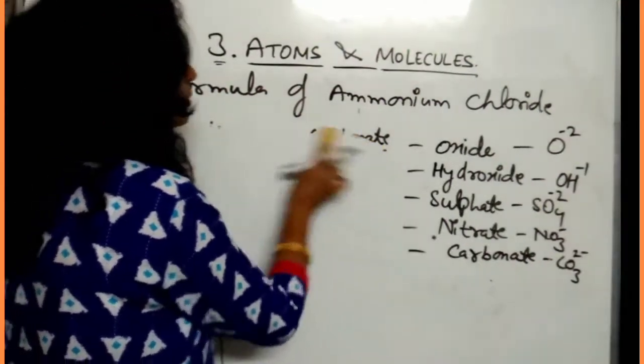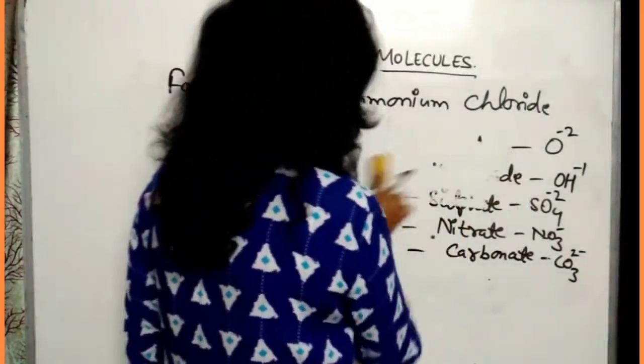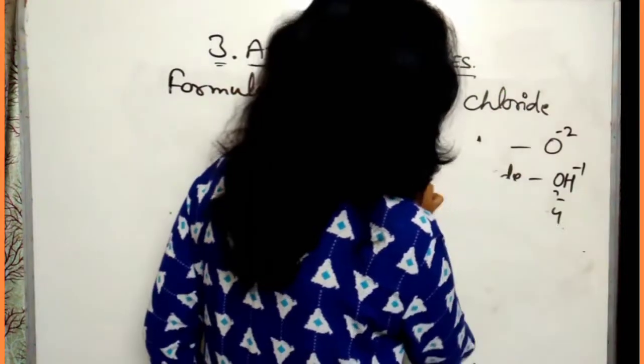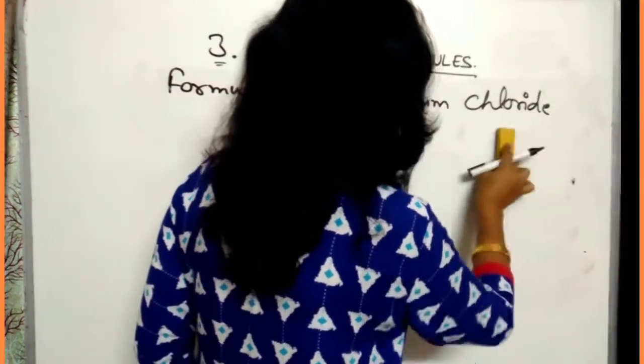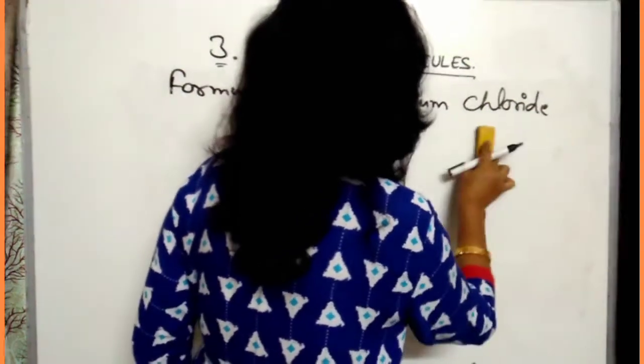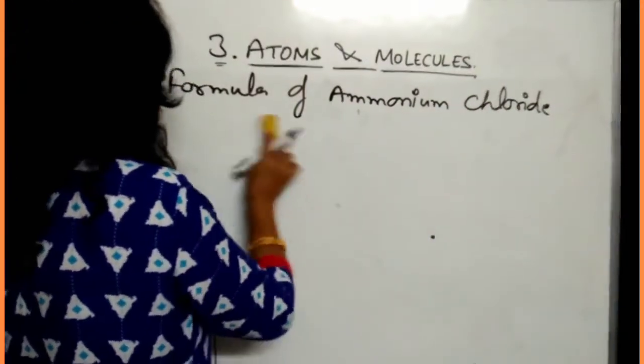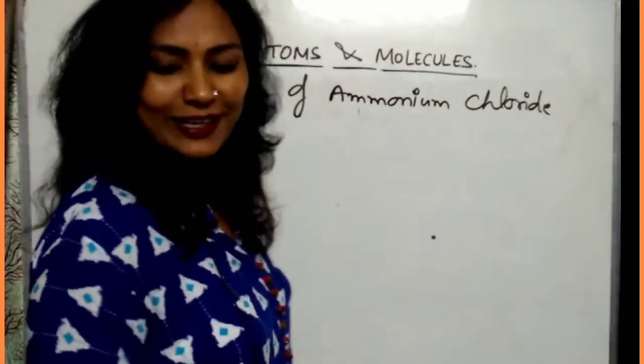Then you can easily make the formulas. Otherwise, you are not able to make these formulas. Okay. So please learn them, have these radicals and their valencies also. These are the polyatomic ions and they have the variable valency also.